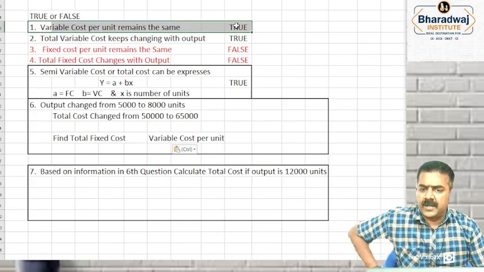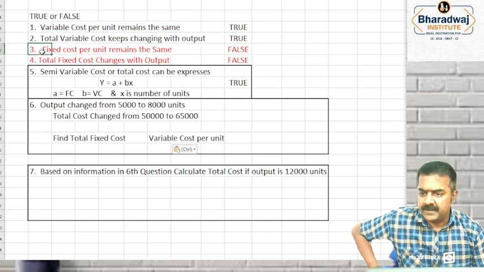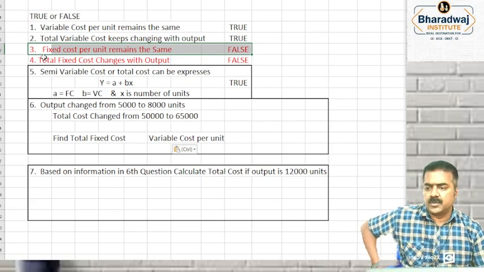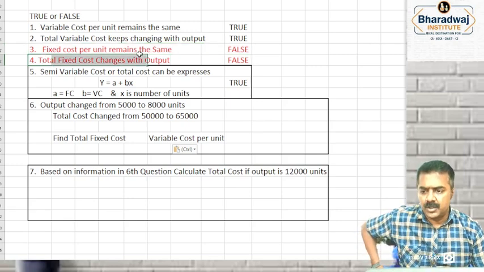So variable cost remains what? The same. Total variable cost keeps changing with output. Fixed cost per unit cannot be the same. It changes with output because the same fixed cost is borne by different units. Total fixed cost changes with which one? Output. Yes, y is equal to a plus bx.